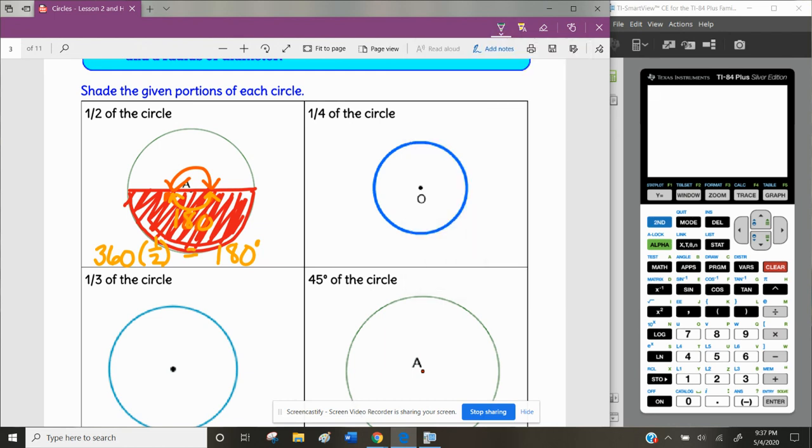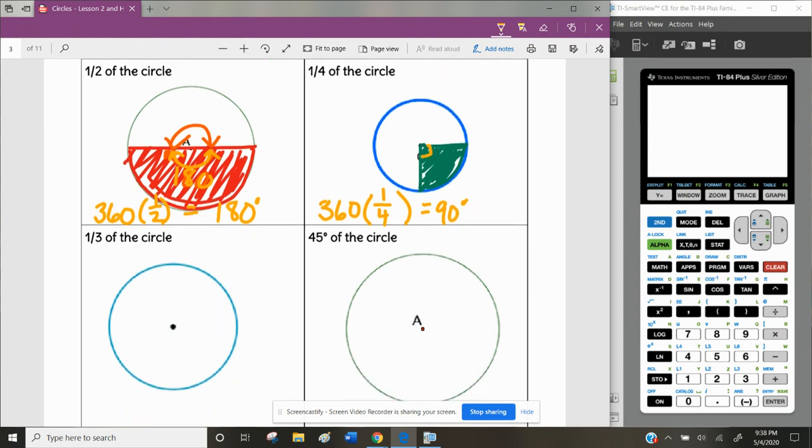All right, a quarter of a circle. Well, a quarter is half of a half. So I'm going to make a little L shape to cut that other half that I just made in half. Okay. Well, if half of a circle is 180 degrees, half of 180, which would be a quarter of a circle, well, that's going to make 90 degrees. So I just shaded 90 degrees of the area of that circle.